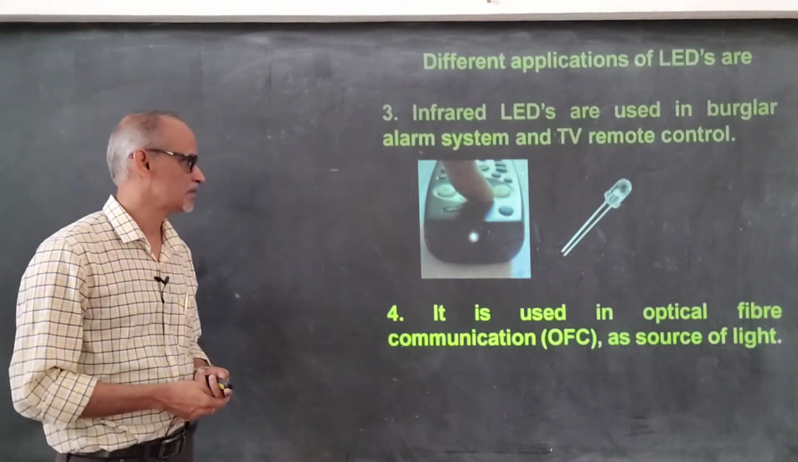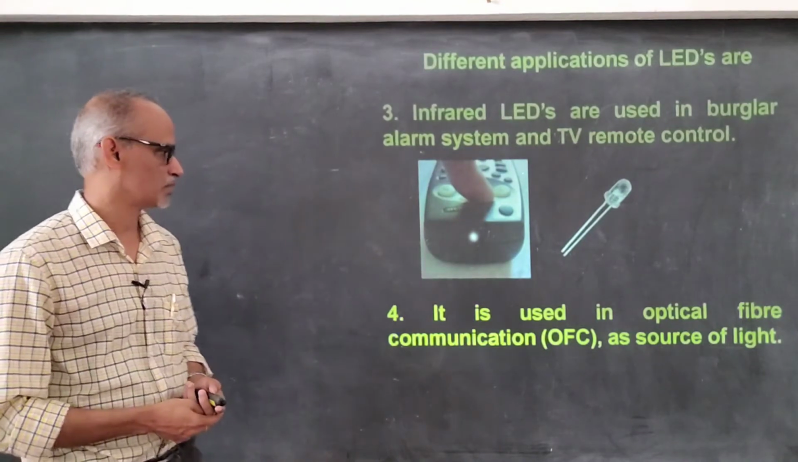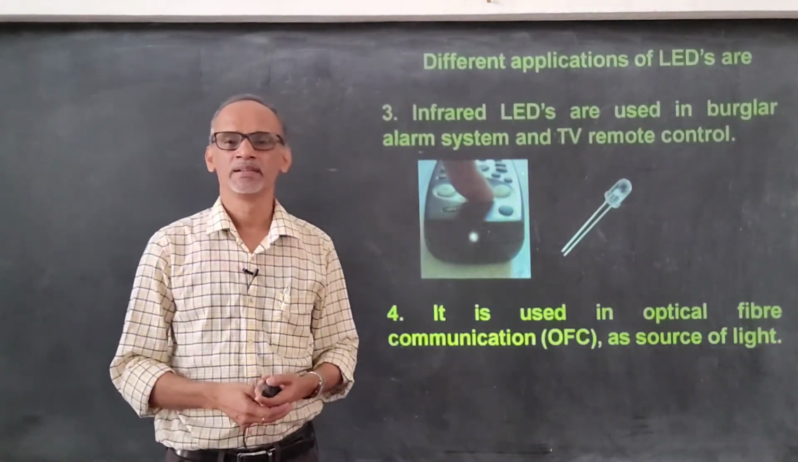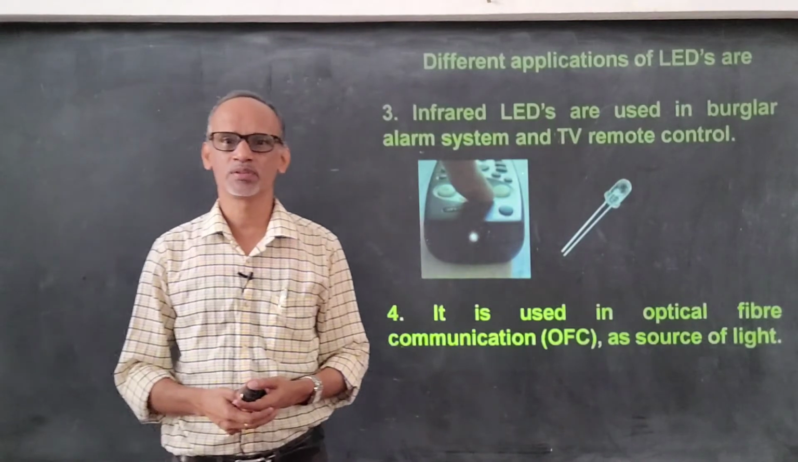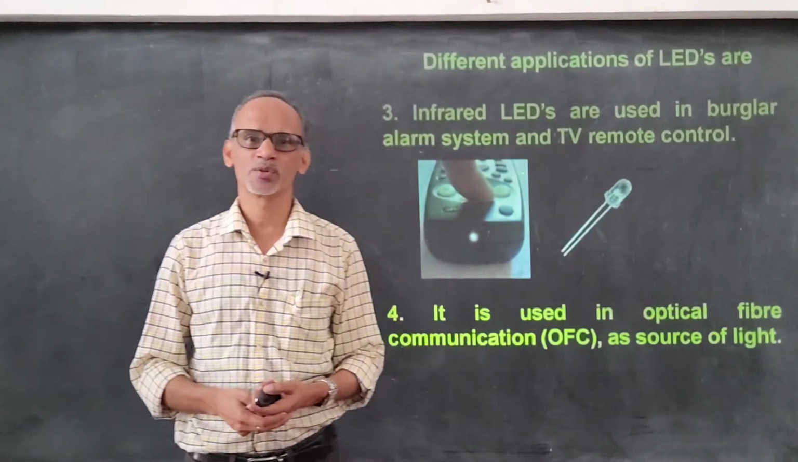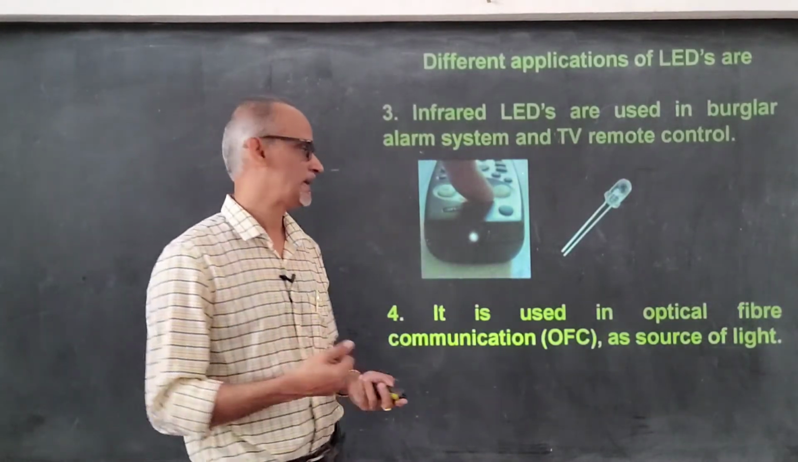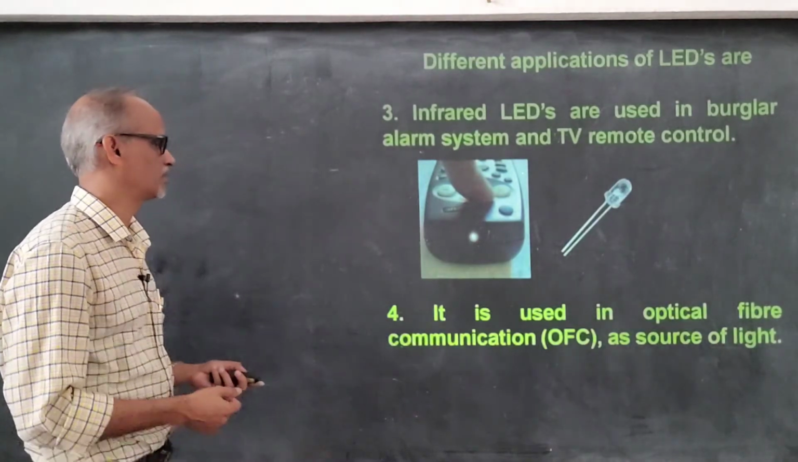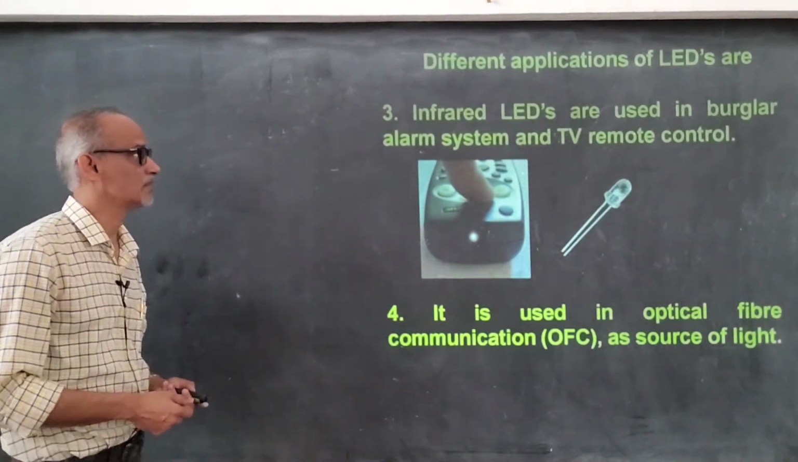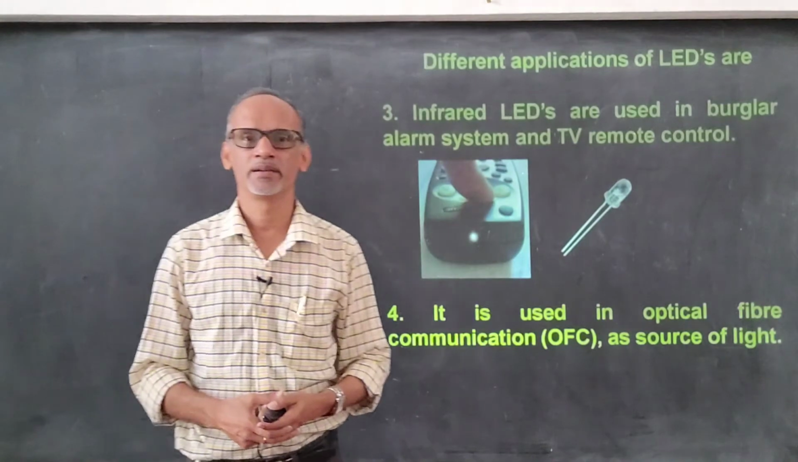And the last one, it is used in optical fiber communication, OFC, as a source of light. To detect the light we use a photodiode, but as a source of light we use LEDs in optical fiber communication. So these are important applications of the light emitting diode.